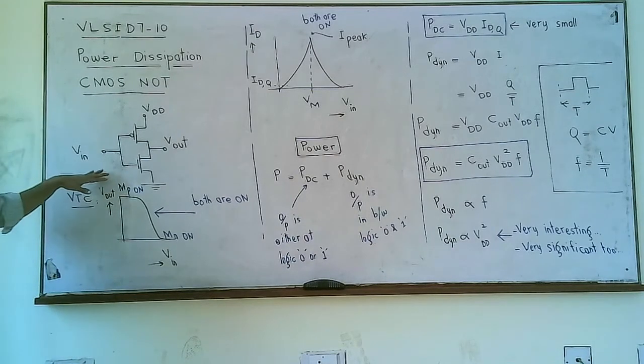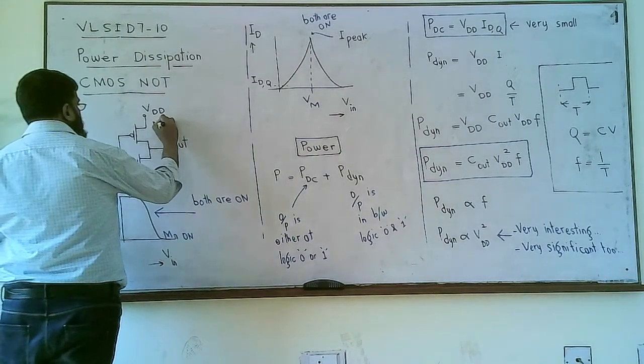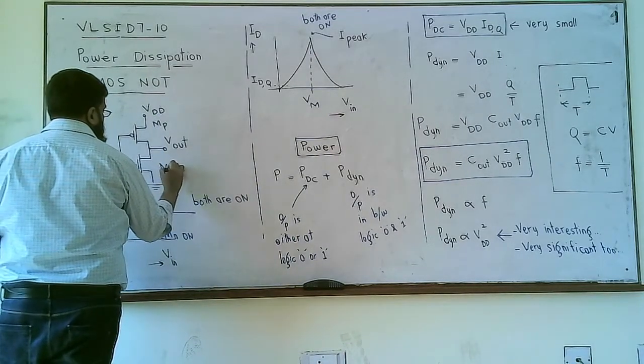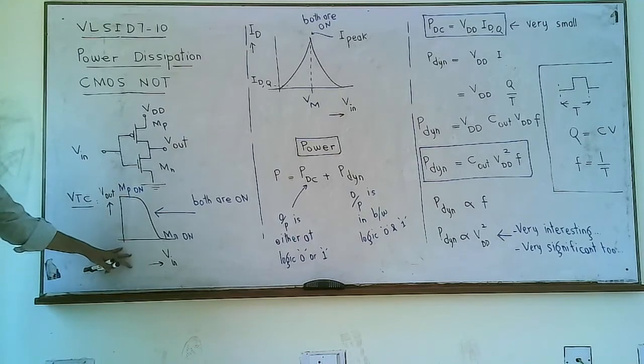A CMOS NOT gate can be implemented using one PMOS MP and one NMOS MN, like this, as we have been studying in our previous lectures. We have also studied the VTC in one or two of our previous lectures. VTC stands for voltage transfer characteristics. It is the result of applying DC analysis on CMOS NOT, and this is a graph plotted between Vin versus Vout.